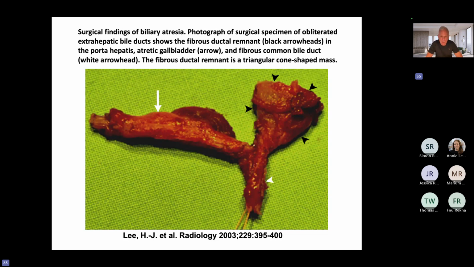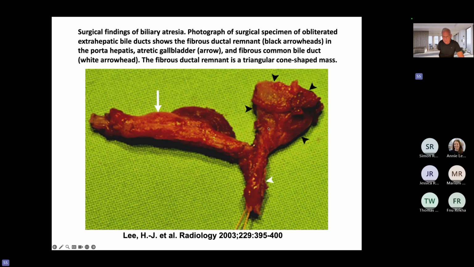This is the surgical biliary remnant, a photograph of a surgical specimen of obliterated extrahepatic bile ducts showing fibrosis of the biliary ductal remnant. That's the black triangles. And an atretic gallbladder. Here's the gallbladder. It's atretic, and a fibrous common bile duct. The fibrous ductal remnant is shown here.